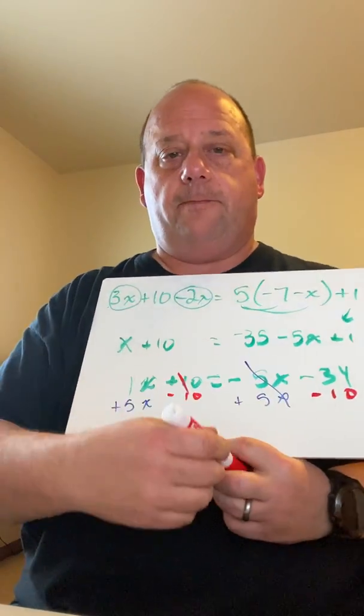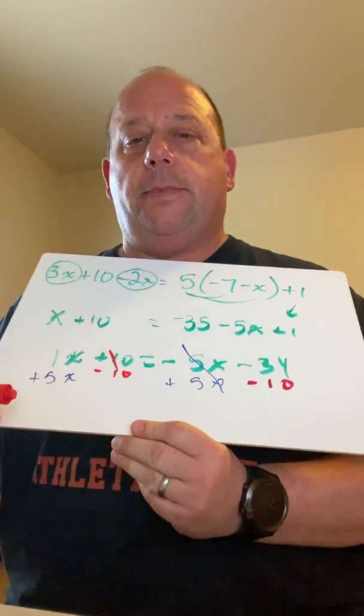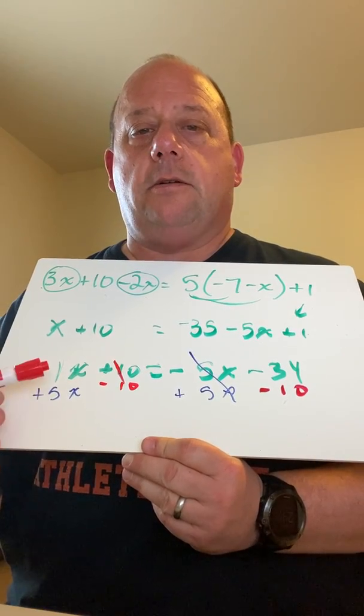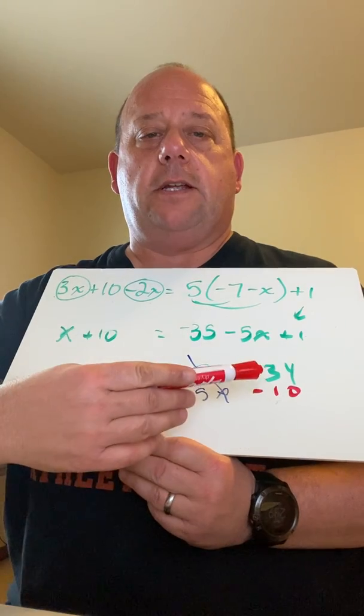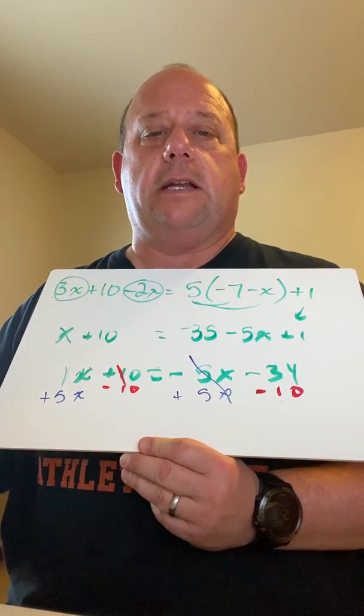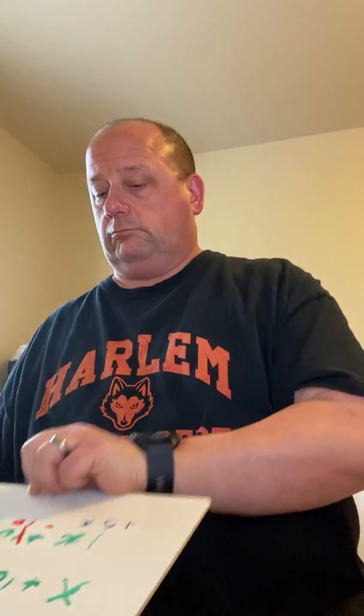Then the positive 10, I'm going to subtract 10 from both sides. And this is what it should look like right here. Okay? You brought the 5 over to here. 5x and 1x makes 6x. The 10 goes over to here. A negative 34 and a negative 10 make negative 44.